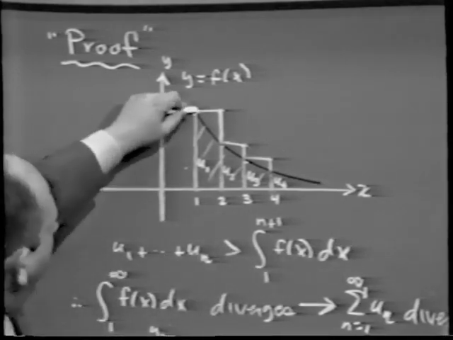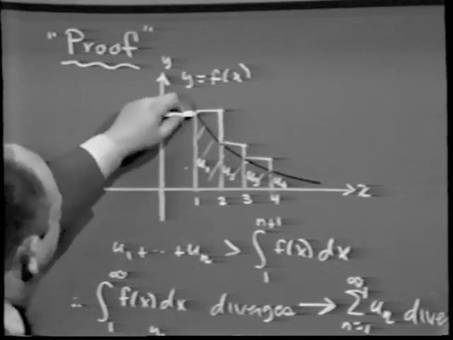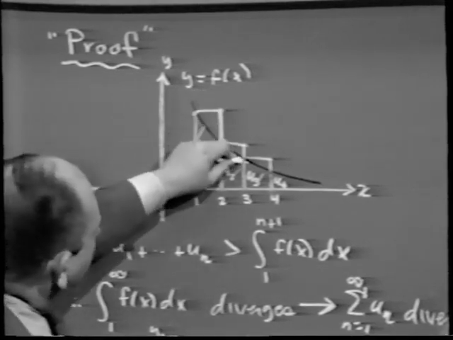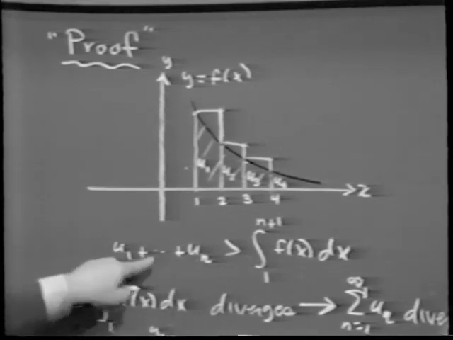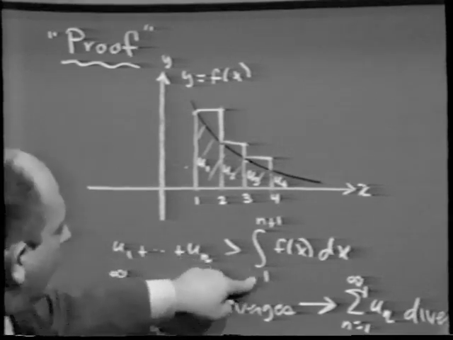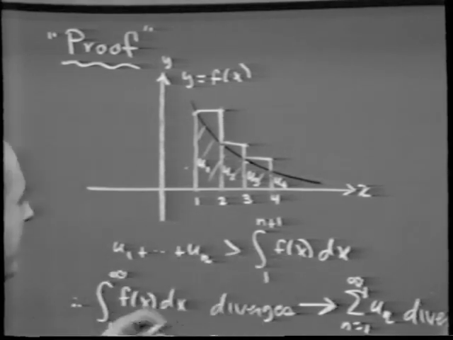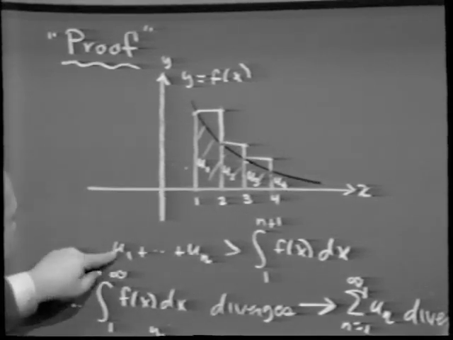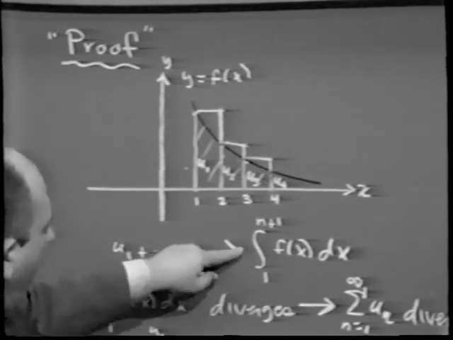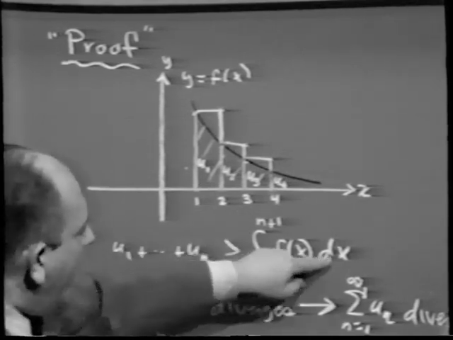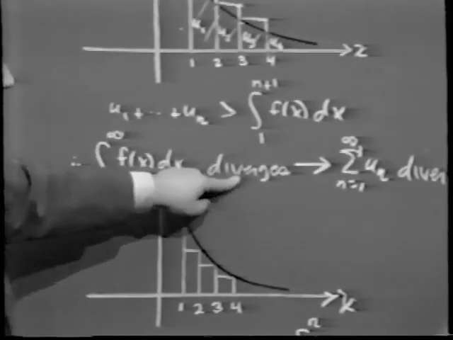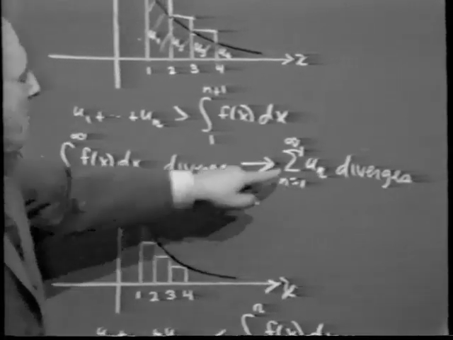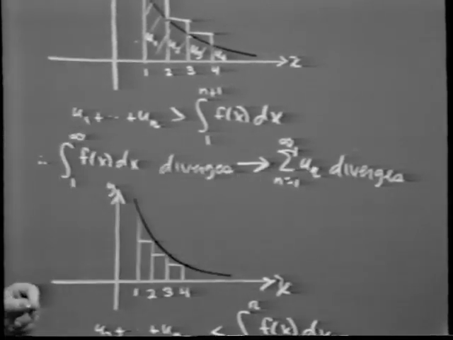On the other hand, the area of the rectangles are what? u1 plus u2 plus u3 up to un. In other words, for any given n, u1 up to un is greater than or equal to this particular integral. Consequently, taking the limit as n goes to infinity, we get what? That summation un is greater than or equal to the integral from 1 to infinity f of x dx. Consequently, if this integral diverges, meaning that this gets very large, the fact that this can be no less than this means that this too must also diverge.